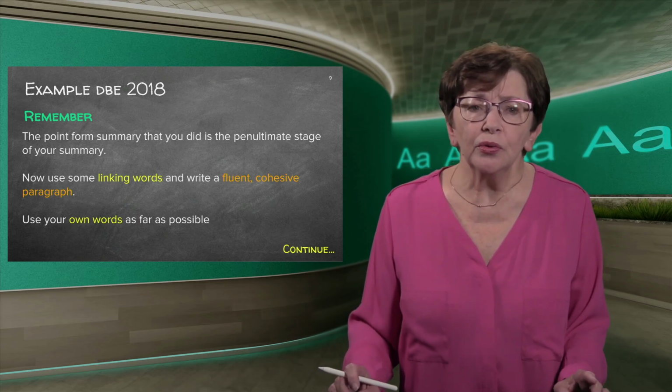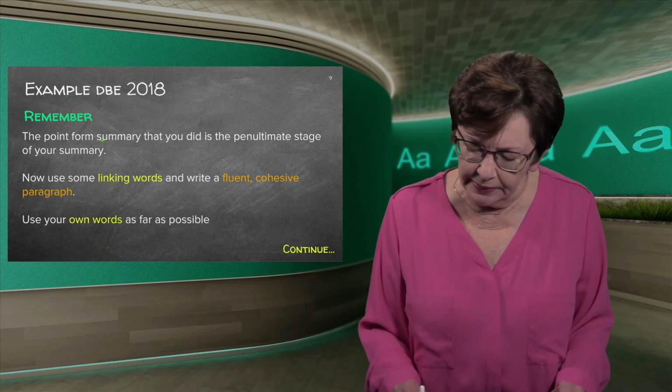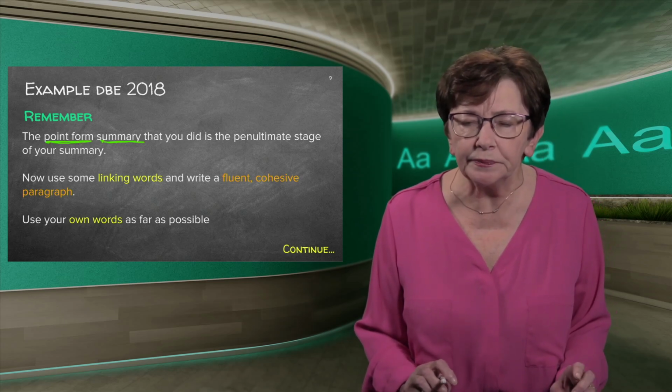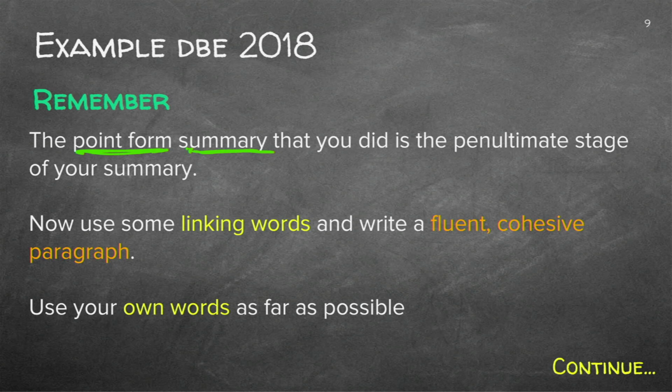Now, this, what I've just shown you, is the summary, but it's the point form summary that we've just made, right? You're basically going to take all these points and just put them into a neatly flowing paragraph. Use your linking words, make it fluent, make it cohesive, and write a paragraph of your own. And use your own words, but don't stress too much. As far as possible, just don't lift from the passage, right?